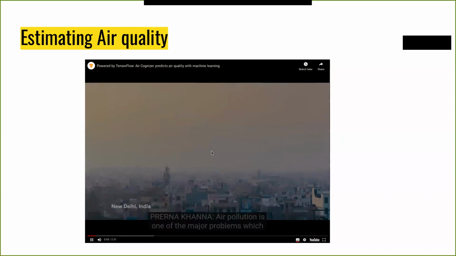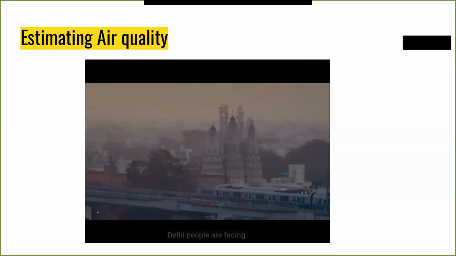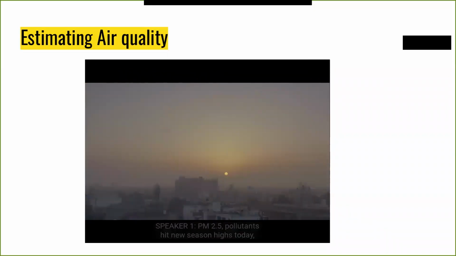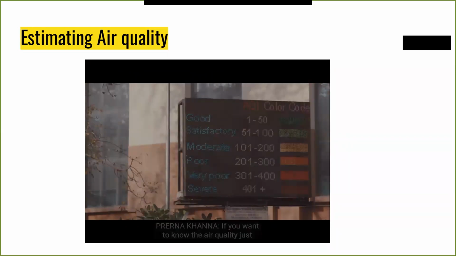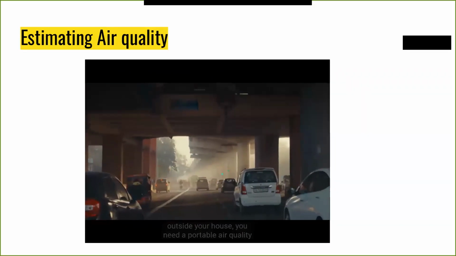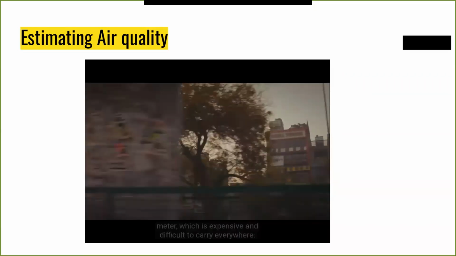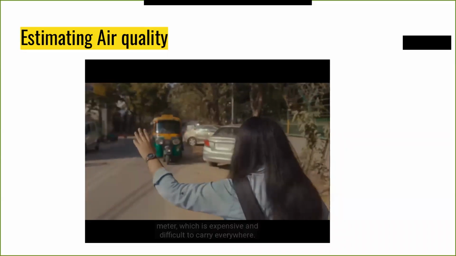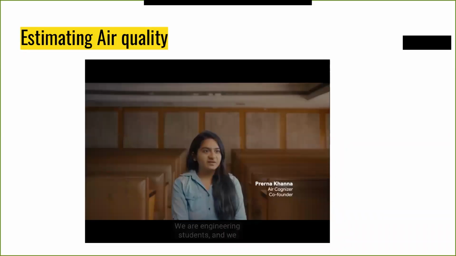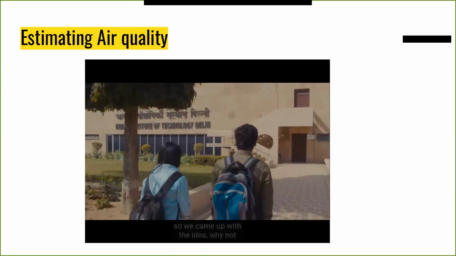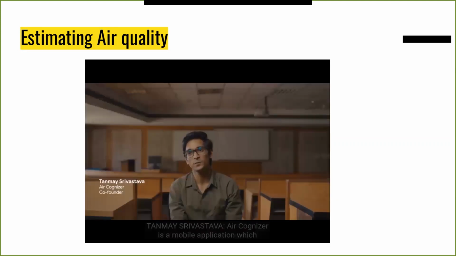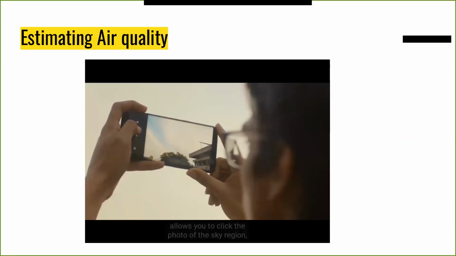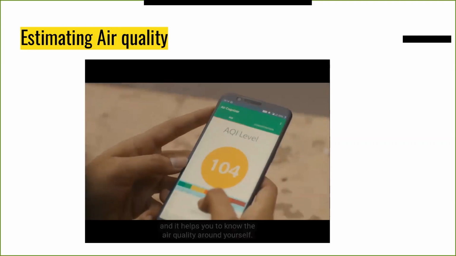Pollution is one of the major problems which Delhi people are facing. PM 2.5 pollutants hit new season highs today, up to 30 times safe levels. If you want to know the air quality just outside your house, you need a portable air quality meter, which is expensive and difficult to carry everywhere. We are engineering students and we strive to do something for social good, so we came up with the idea, why not make people aware of the air quality around them? Air Cognizer is a mobile application which allows you to click a photo of the sky region, and it helps you to know the air quality around yourself.